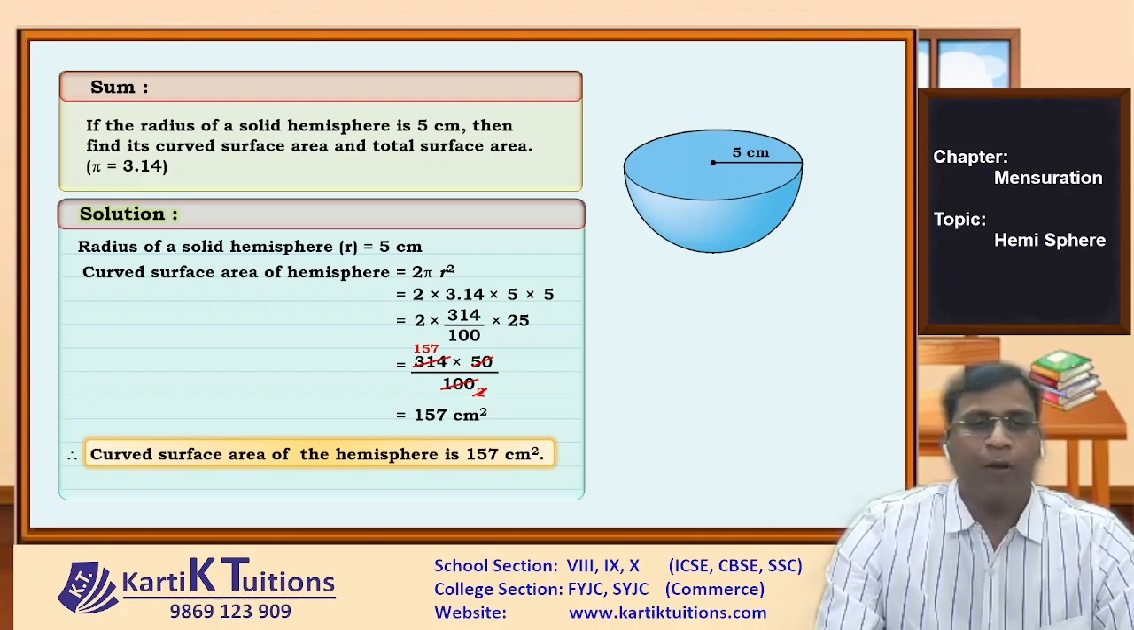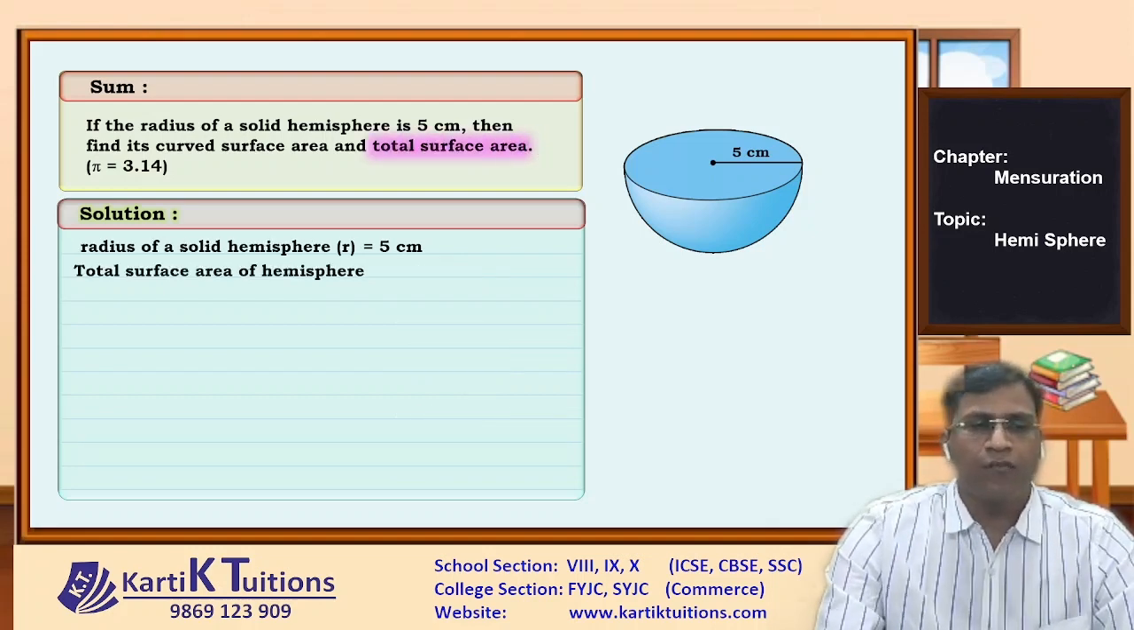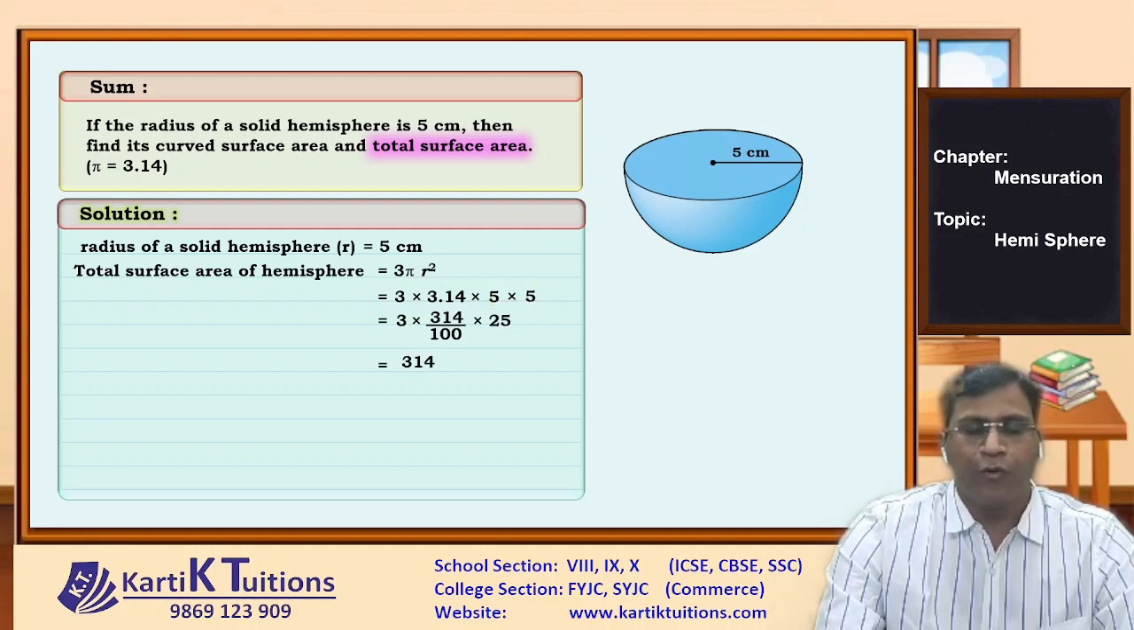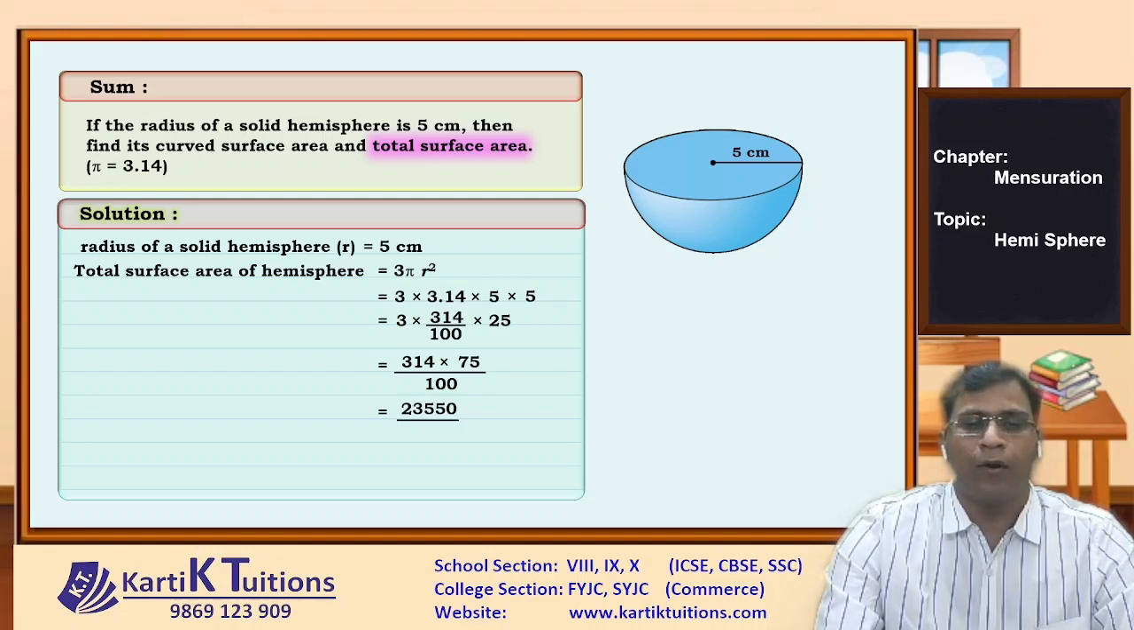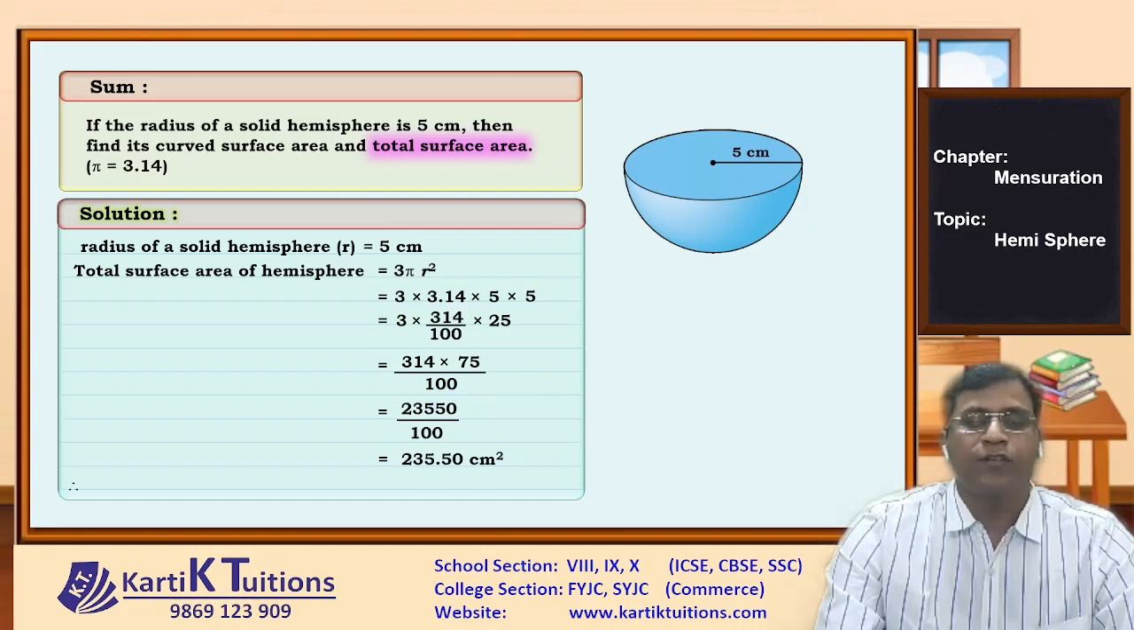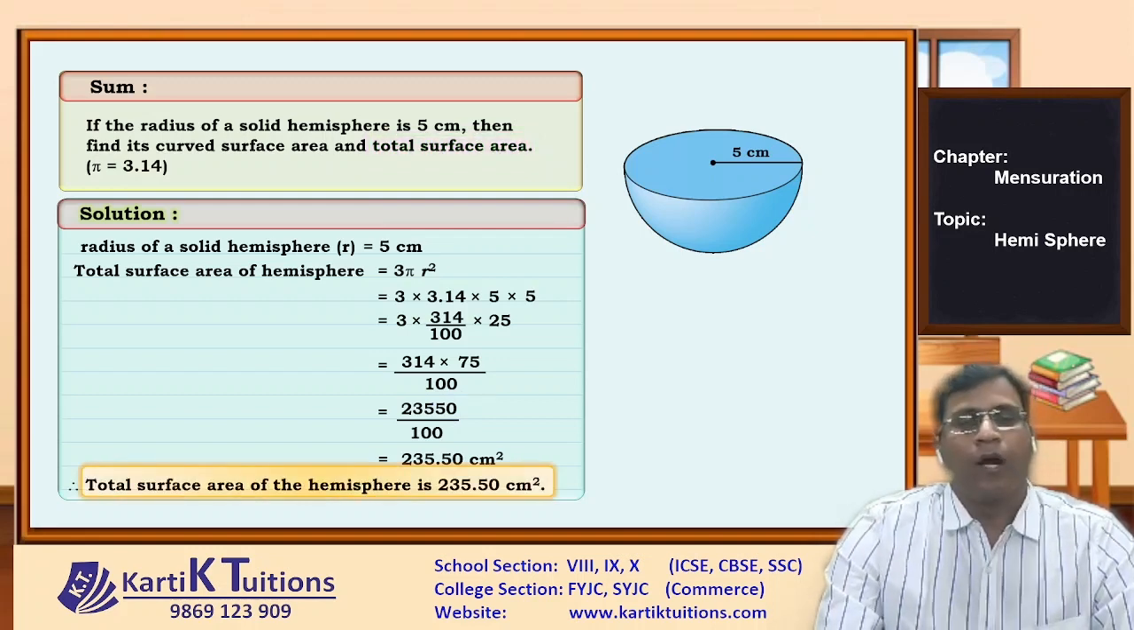Now let's go to the second part of the sum, that is total surface area. Total surface area, we already know, is 3 pi r square. So 3 into 3.14 into 5 into 5. Now again the same way, 3 into 314 upon 100 into 25. Now first 314 into 25 into 3 will give us 23550 upon 100. So first multiply the numerator. You will get 23550 upon 100. Now one zero is cancelled, then one zero remains in the denominator, so basically it will become 235.5 centimeter square. So the total surface area of hemisphere is 235.50 centimeter square. I hope you have understood this sum.